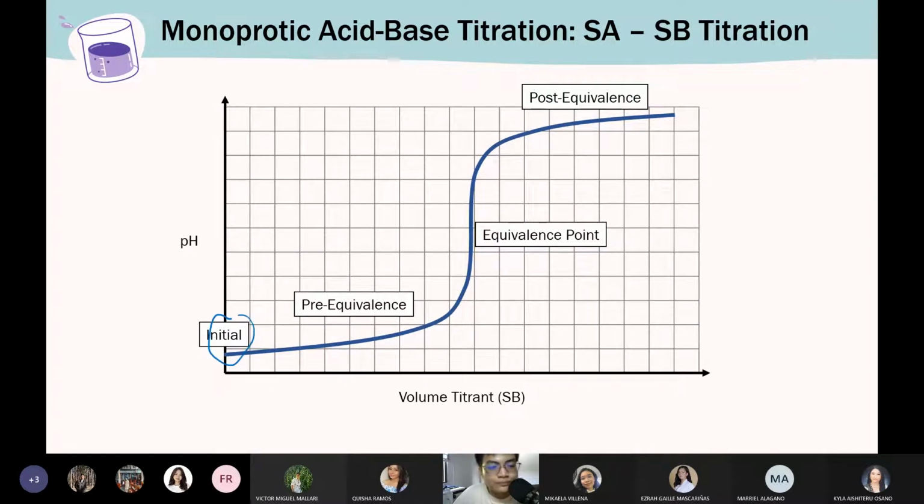So what's initial? When we say initial, we refer to a state wherein you have not added any titrant yet. Wala ka pa nilalagay na titrant. Yun yung initial. Yung pre-equivalence, naglagay ka na ng titrant. Okay? So, ibig sabihin, nagbabago na yung pH niyan. So, again, initial, no titrant is added. Pag pre-equivalence, medyo may patak-patak na yan. Equivalence, ibig sabihin, we just added enough amount of titrant. Okay? Enough amount of titrant was added.